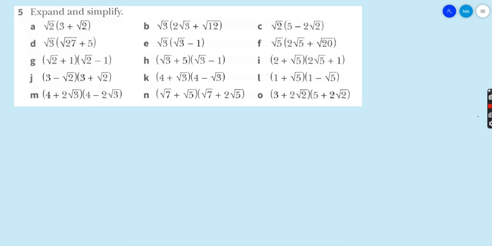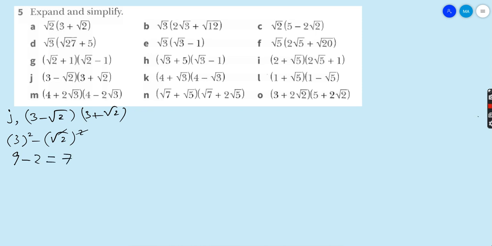Come to part J. Part J is 3 minus root 2 multiplied by 3 plus root 2. This time we can apply the a minus b and a plus b formula because both the brackets have the same numbers. So (a plus b)(a minus b) is a square minus b square. 3 square is 9, and square and root cancel, so the answer is 2. 9 minus 2 is 7. Answer of part J is 7.